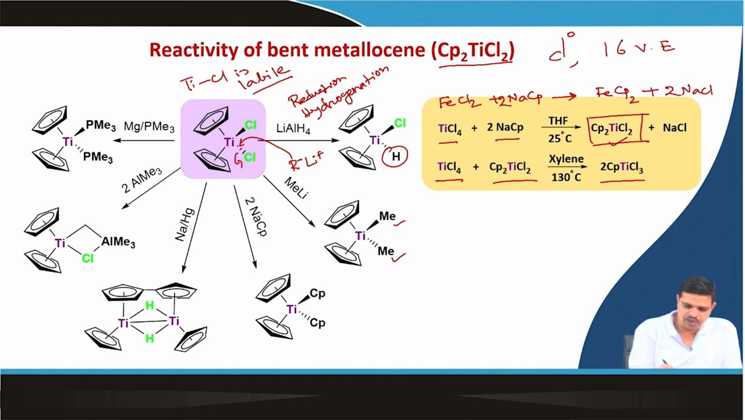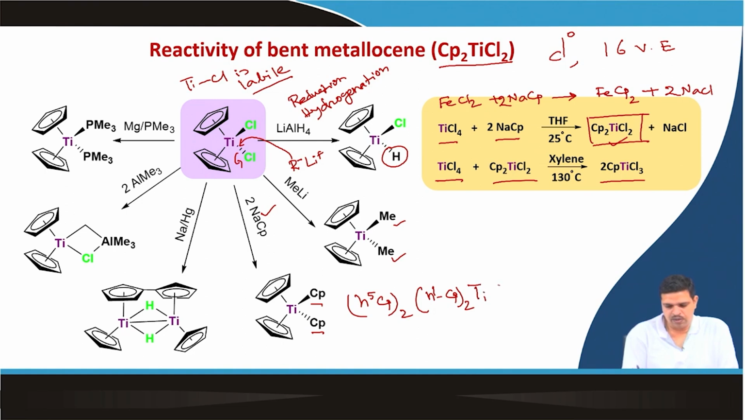Similarly, if you use an additional 2 Cp minus, you can replace the two chlorides and form the eta 5 Cp2 and eta 1 Cp2 titanium compound. So this is a very interesting structure, and it shows fluxional behavior. It always exchanges between eta 5 and eta 1. So once one ring is eta 5, it can be converted to eta 1 like that.